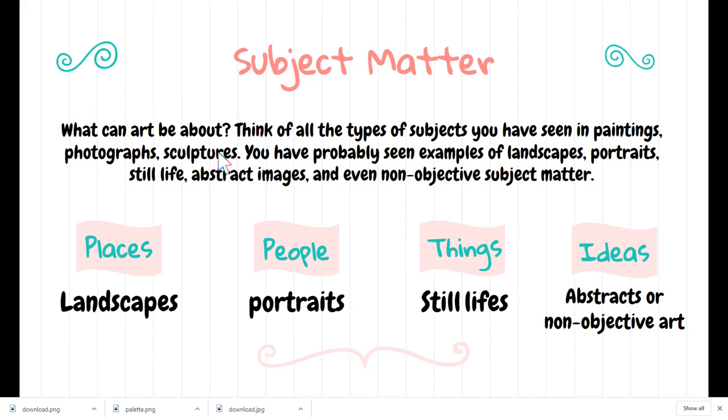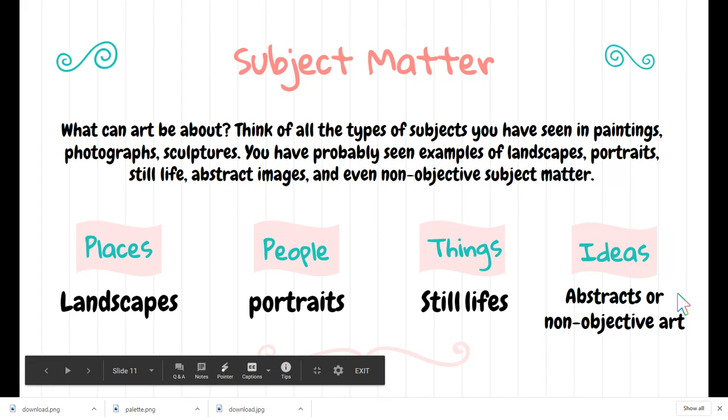So, what is the art going to be about? We already talked about the why. This is the what. Think of all the types of subjects that you have seen in paintings, photographs, and sculptures. You've probably seen an example of all four of these things. I like to break them into places, people, things, and ideas. So, a lot of times you can have landscapes, meaning that it's of a place or a scene from outside. And then portraits are pictures of people. And then still lifes involve things that do not have a pulse. And then ideas are where we get our abstracts and non-objective art.